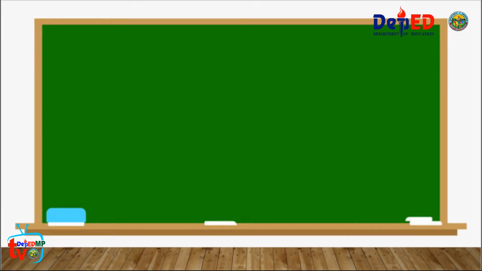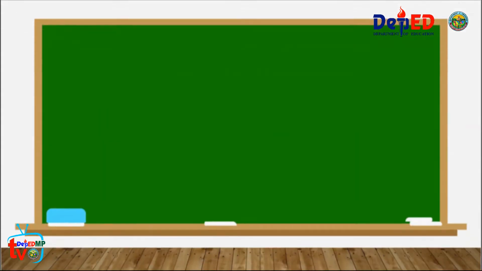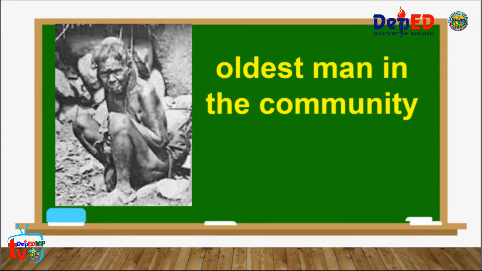Here's our first phrase. Please read with me. A warm sunny day. What's your answer? Right. A warm sunny day refers to the setting. Here's the second phrase. Let's read. Oldest man in the community. What's your answer? Right. It refers to a character.